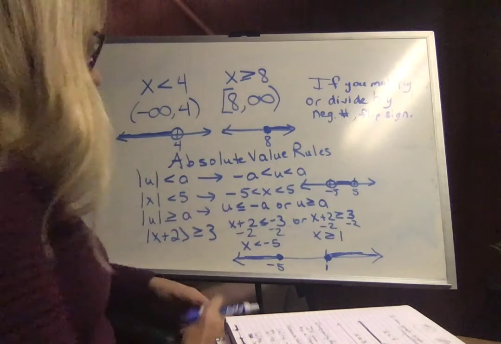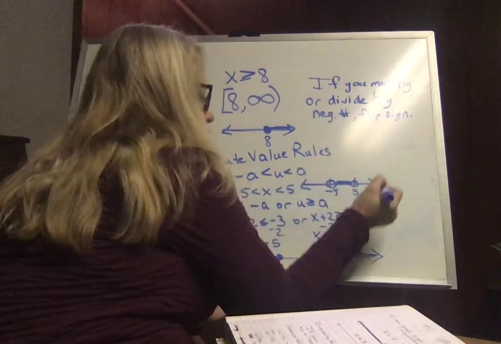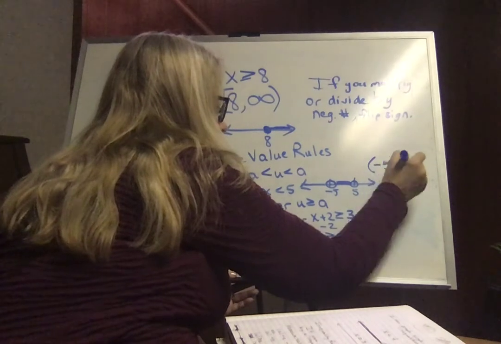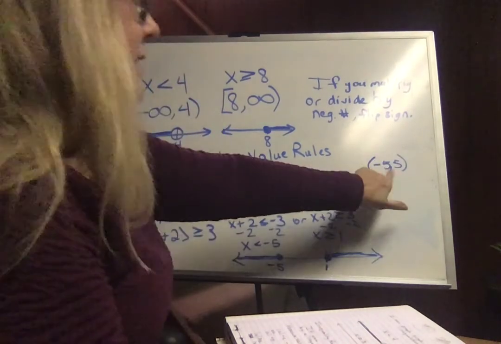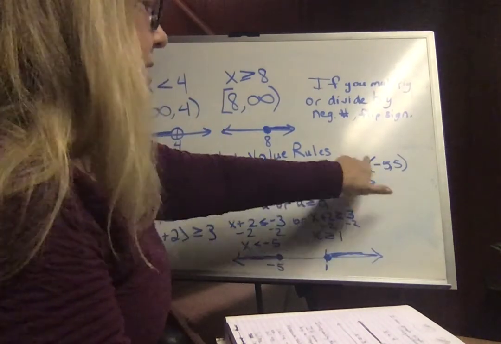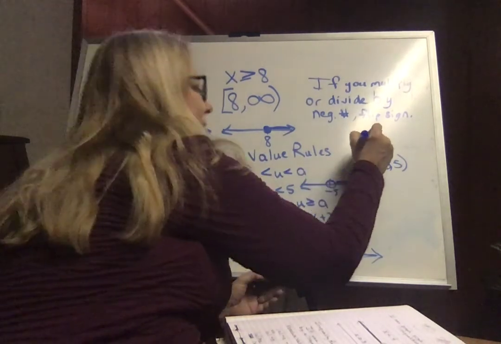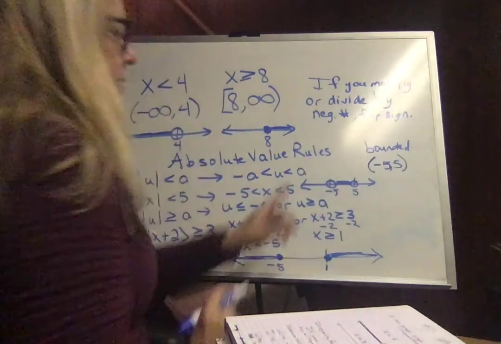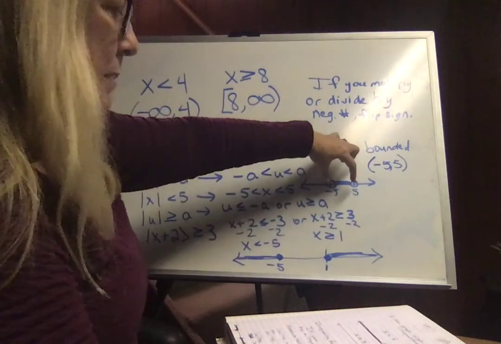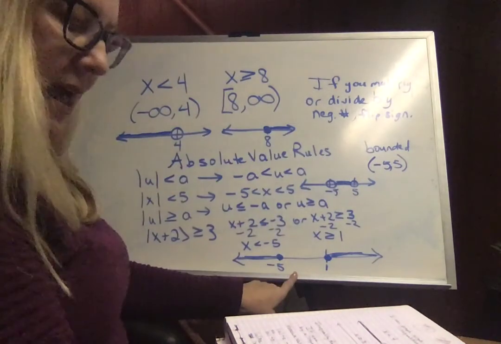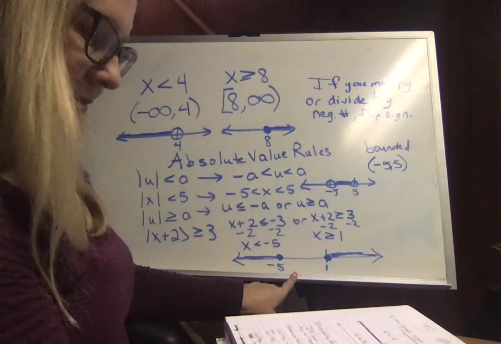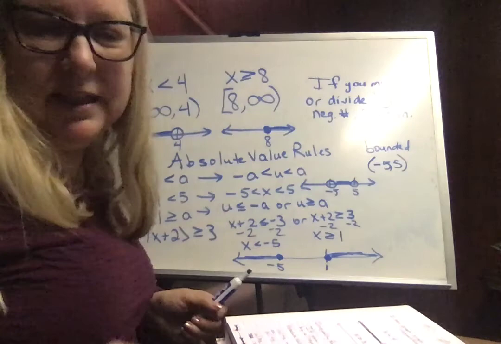Another way to say this, I went back the other way: negative 5 to 1, it's everything in between there. It can't equal them. And this is bounded. There's no infinity. It's got a boundary. This is unbounded. Okay, I think that's everything you need for this section.